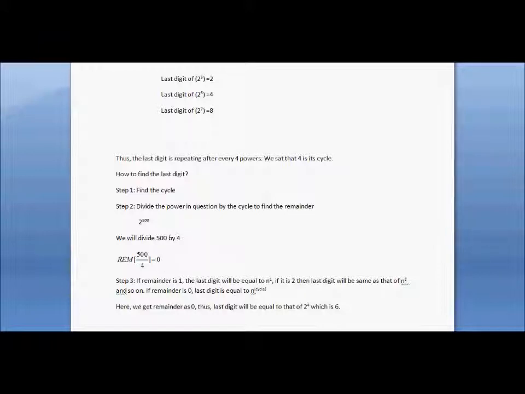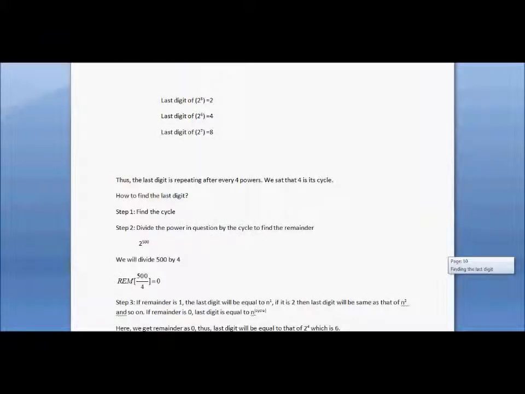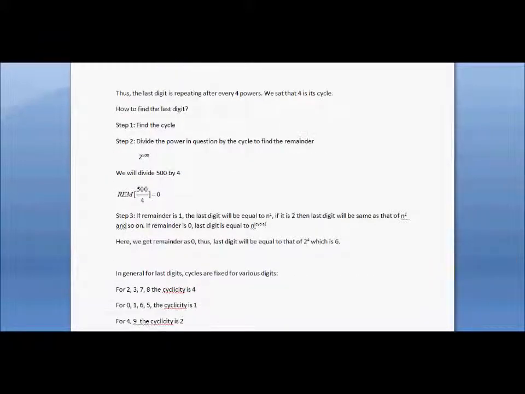But if the remainder is 0, then the last digit is equal to the last digit of n raised to power cycle. So our cycle is 4. Here we are getting a 0 remainder. So the last digit would be equal to the last digit of 2 raised to power cycle. Cycle is 4, so 2 raised to power 4. We'll just check the last digit of 2 raised to power 4. It's 6. Hence our answer would be 6 for this particular question.